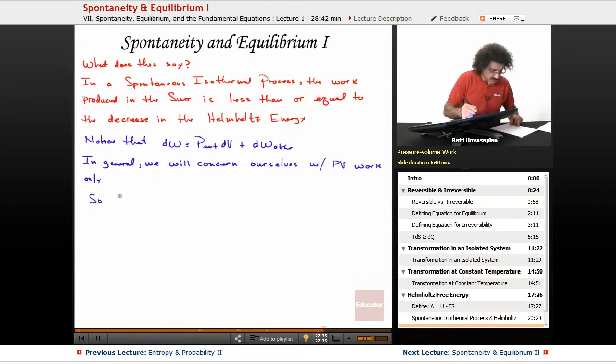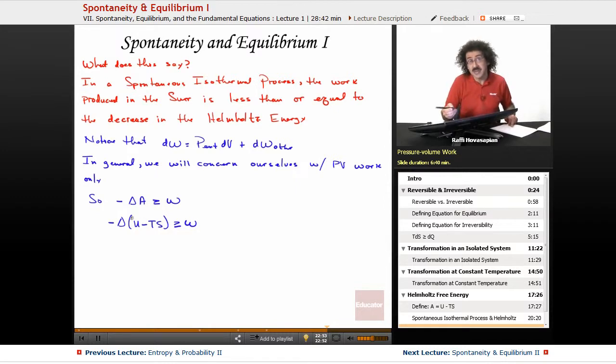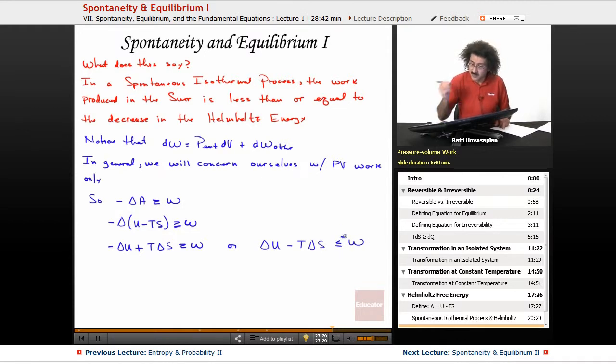So, we have minus delta A greater than or equal to the W. We have minus delta U minus TS greater than or equal to W. I can distribute the delta operator, so I get minus delta U plus T delta S greater than or equal to W. It's starting to look a little bit familiar. Or, if I want, I can write it as, if I go ahead and switch this sign and move some negatives around, if I make the delta U positive, delta U minus T delta S is less than or equal to negative W. There we go. It's another way of looking at this.